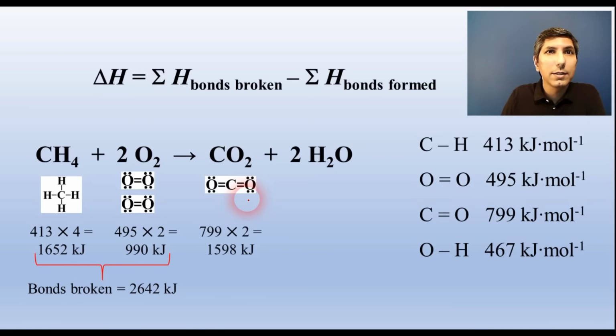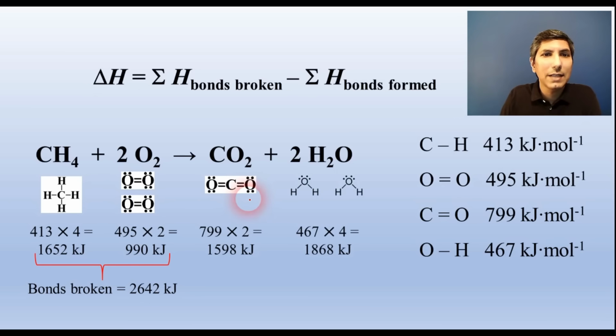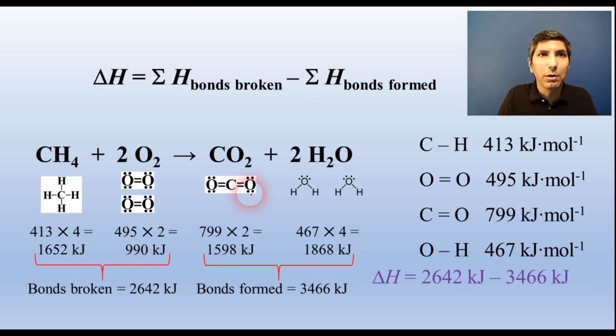Then we have 2 CO double bonds for 1598 and 4 OH single bonds for 1868. So the total energy of bonds formed is 3,466 kilojoules. So subtract bonds broken minus bonds formed, and you get the total change of enthalpy as negative 824 kilojoules. Sometimes there's a variation of this problem where you're given the total delta H and all of the bond enthalpies except for one, and you have to use algebra to solve for the missing bond enthalpy.